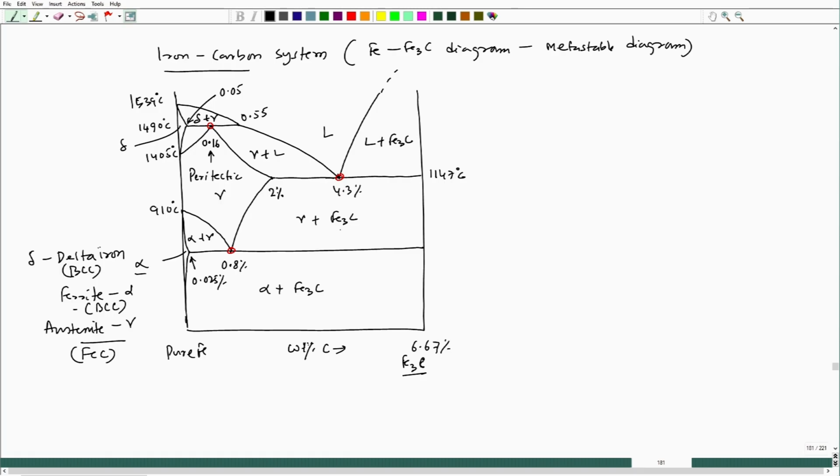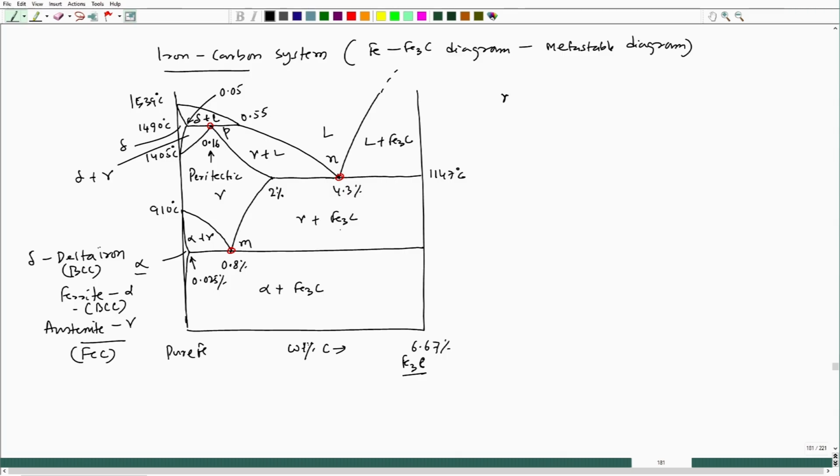Now, if I try to see the eutectic one, there are 3 points, let us say this is A, this is B and this is C. Instead of C, I can mark it as, let us say, this point is M, this is N, this is P. So, we have also missed one particular zone, this zone would be delta plus liquid.